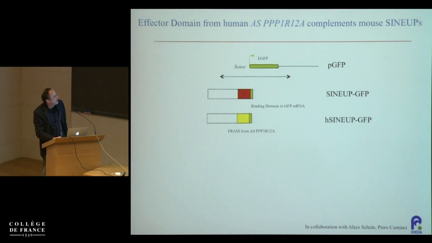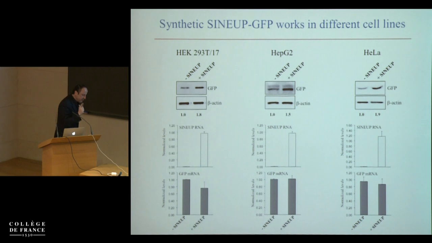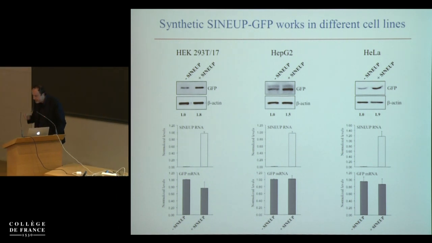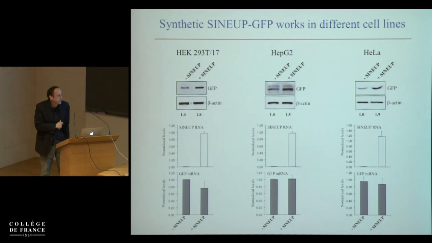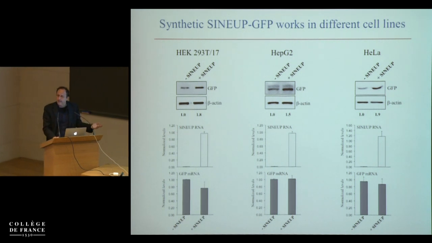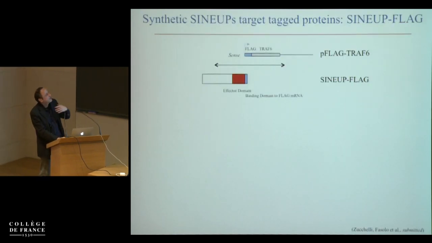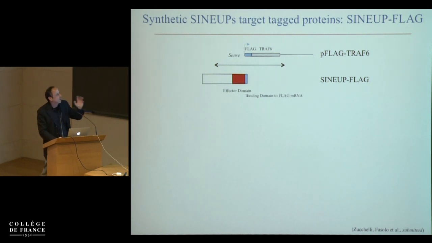This can also be complemented if we put the human repetitive elements that we found in PPP1R12A. The human repetitive element is able to complement in a SINEUP-GFP the activity of the inverted SINE B2 element. SINEUP actually works in different cell types. Here there are some examples: HEK, HepG2, HeLa, we now know also keratinocytes, Neuro2A, etc. And then we looked at synthesizing different synthetic SINEUP for different targets.